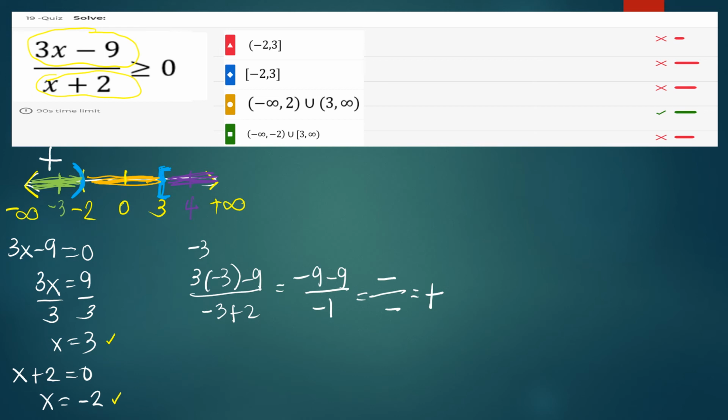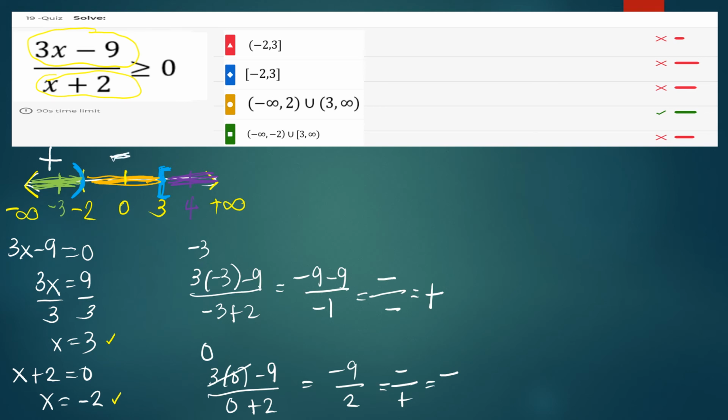Okay? So, for the next test point, we have 0. Okay? So, pwede na yan. You can solve it mentally. Tingnan nyo lang kasi kung ano yung magiging sign. So, if it is 0, so that will be 3 times 0 minus 9 all over 0 plus 2. And that will give us, so wala na ito, this is 0. So that will be -9 over +2. So that will be negative divided by positive. The sign here will be negative. Okay, so negative tayo sa second area.